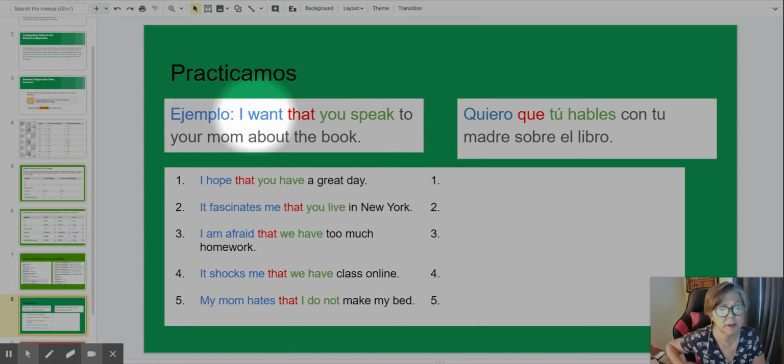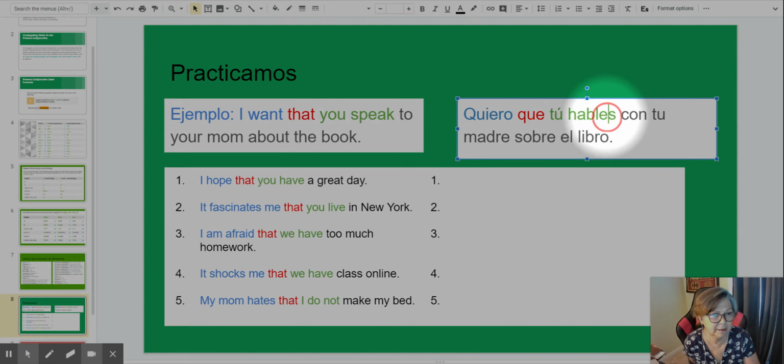So I want, quiero, that you speak, que tú hables. So here we've got hables con tu madre sobre el libro, speak to your mom about the book. Go ahead, and we're going to stop right now here. I'm going to let you conjugate these. This is what we did in class, and the answers are on the next page.